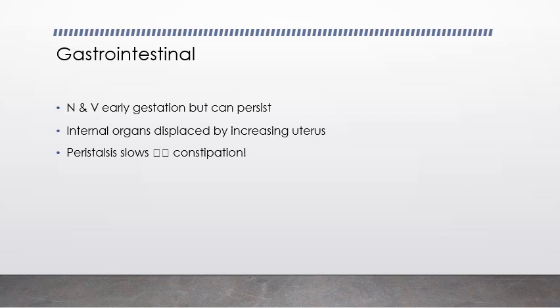As the uterus grows, the internal organs are displaced by that increasing uterine size. Also, peristalsis slows, and that can cause constipation. Add to that, if a woman needs iron supplements that may cause constipation, this can be quite uncomfortable for a pregnant woman. So we would want to do some good teaching about how to avoid constipation. So increasing the fiber in the diet, the fluid, and trying to increase their physical activity if they're able to.